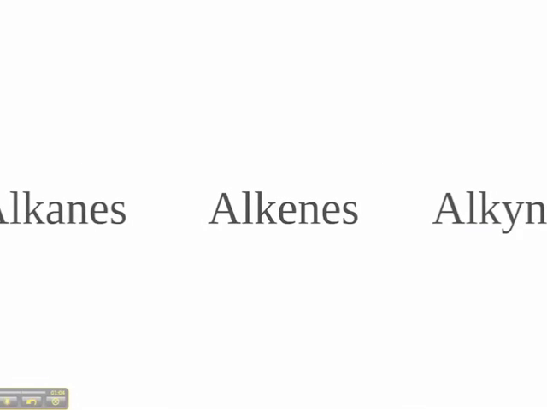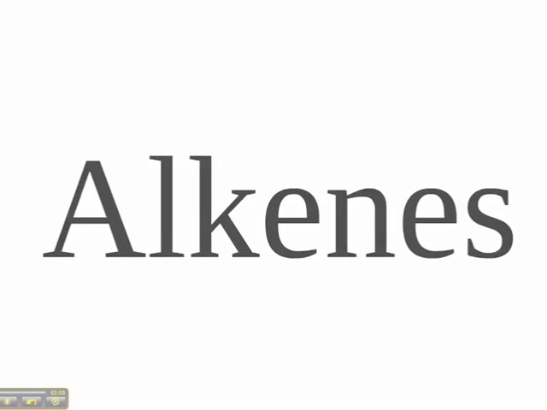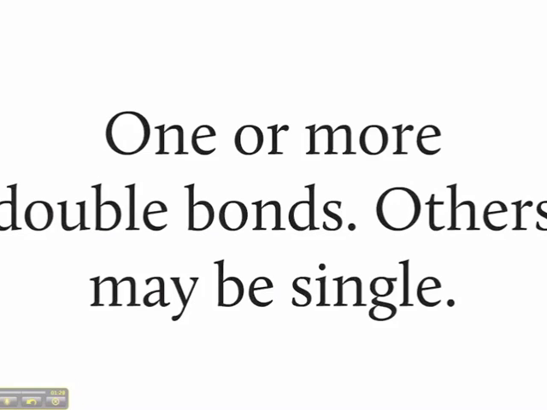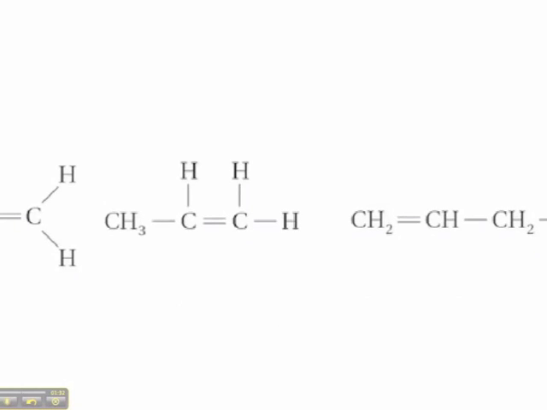Okay, so we're back to the three types. We've done alkanes, and now we're on to alkenes. We're going to talk about three things with alkenes: double bonds, naming, and they have one or more double bonds, and other bonds in there may be single. These are some alkenes. You'll notice that there's a double bond here, and there's a double bond here, and there's a double bond here. That automatically makes them alkenes. Notice I'm ending the name in "ene," alkenes. Notice that there are also single bonds, but the fact that there is even one double bond makes it an alkene.